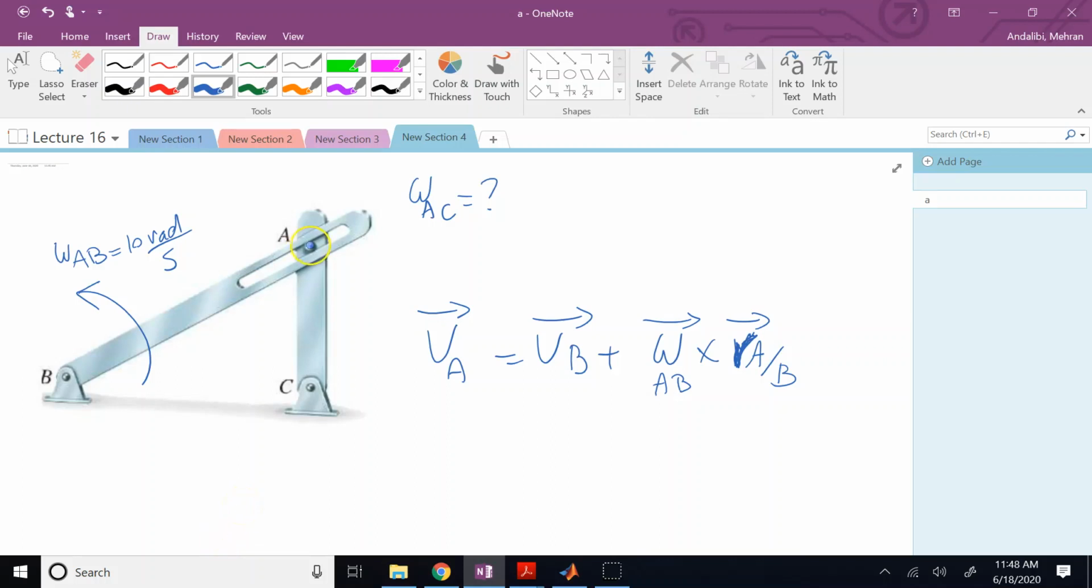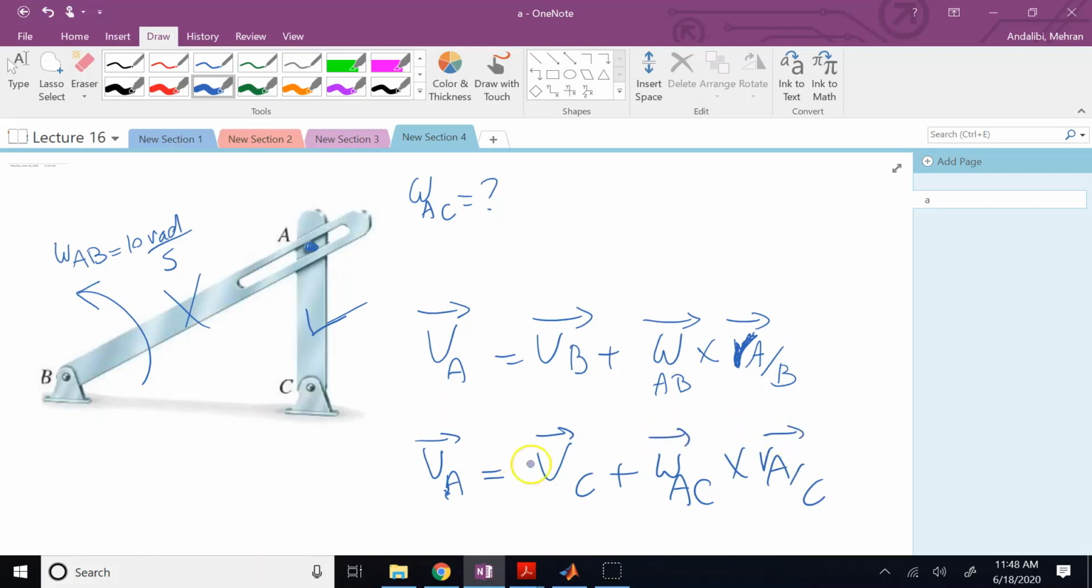Because again, point A, this knob, belongs to this right member, not the left member. It belongs to the right member. So I can say V of A is V of C plus omega AC cross R of A with respect to C. V of C is zero, but I don't know omega AC. Omega AC is one of my unknowns, so this one is not going to go anywhere. And the top one cannot be written. This is wrong. So how do I solve this problem?